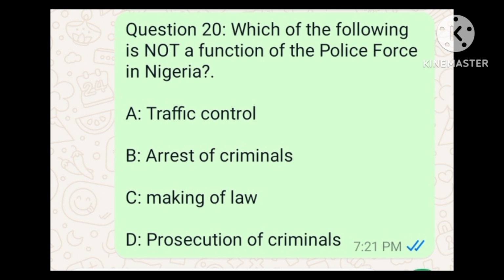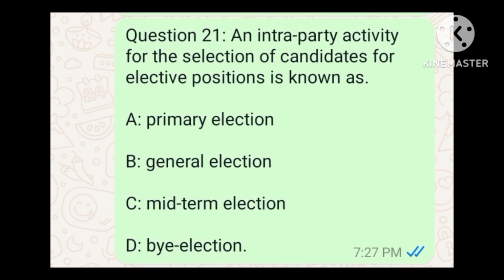Is it the duty of the Nigerian police to control traffic? Is it the duty of the Nigerian police to arrest criminals? Is it their duty to prosecute criminals as well? But it's not their duty to make laws. It's the duty of the legislature to make laws. So option C is the answer. The next question is question number 21.